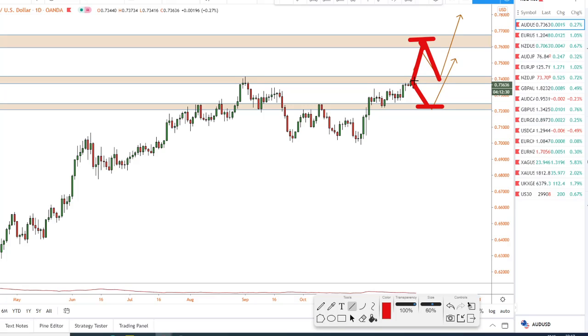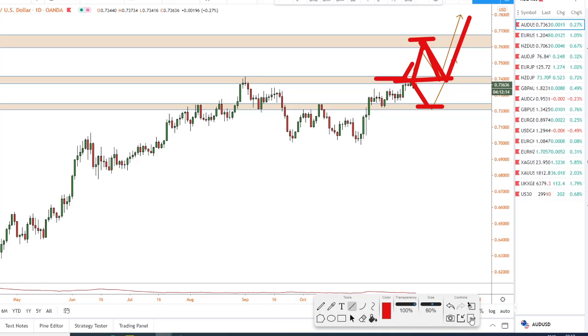Now it is acting as a resistance, so once the price crosses this, it will act as support, and once the price returns to that level, we are going to look for buying opportunities and look for at least 1:2 risk reward ratio. Okay, so that's about Aussie dollar. We are looking for a buying opportunity there.